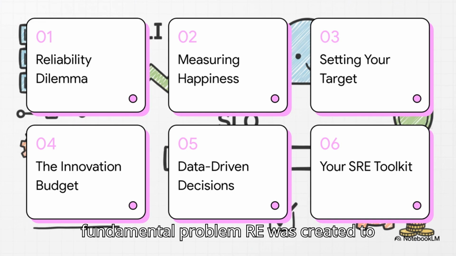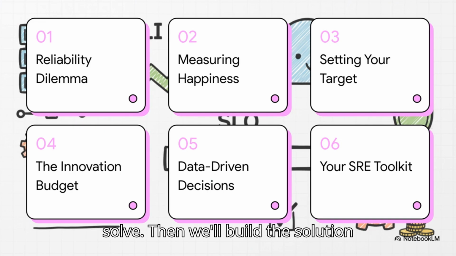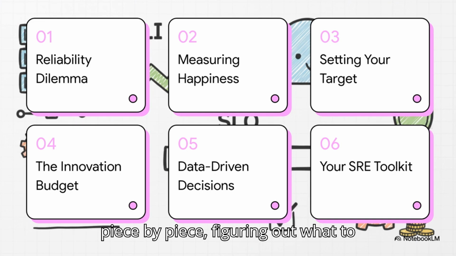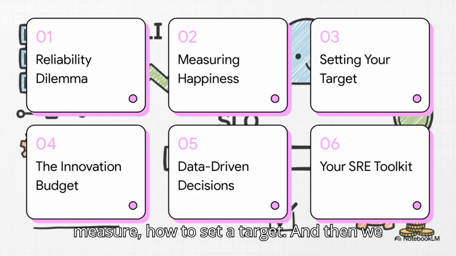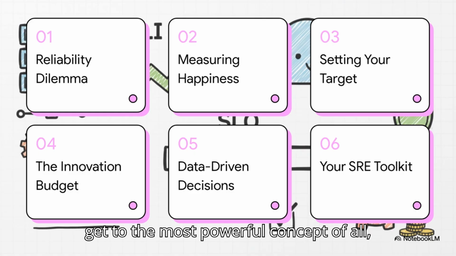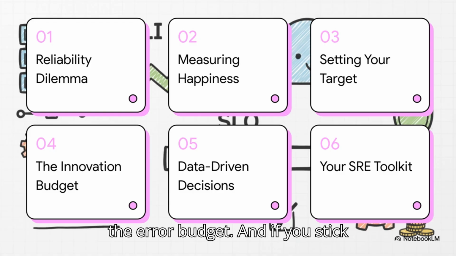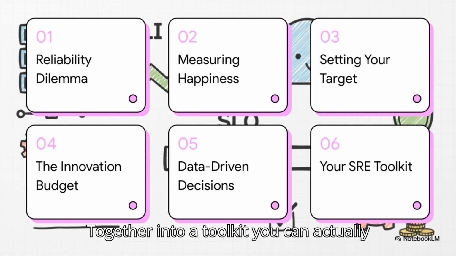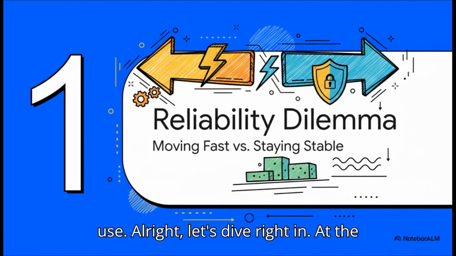So, here's our game plan. We're going to start with the fundamental problem SRE was created to solve. Then, we'll build the solution, piece by piece, figuring out what to measure, how to set a target, and then we get to the most powerful concept of all, the error budget. And if you stick around, you'll see how it all clicks together into a toolkit you can actually use. All right, let's dive right in.